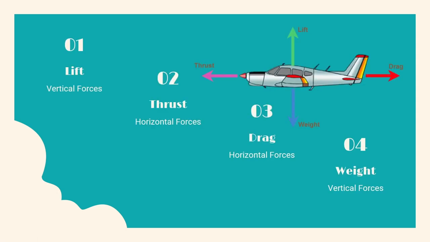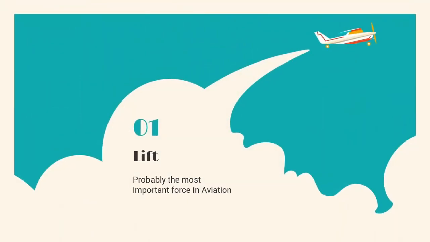To give you a simple overview, the four aerodynamic forces are lift, thrust, drag, and weight. Lift and weight are the vertical forces, while thrust and drag are the horizontal forces. That's the 10-second summary version, so let's dive in deeper into each force. Let's first talk about lift.